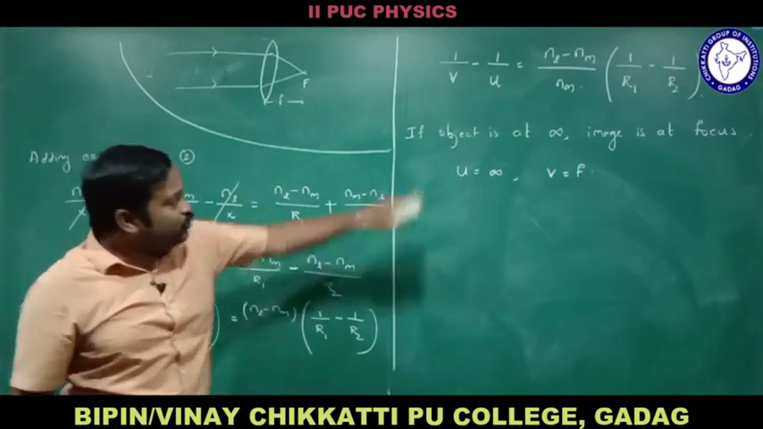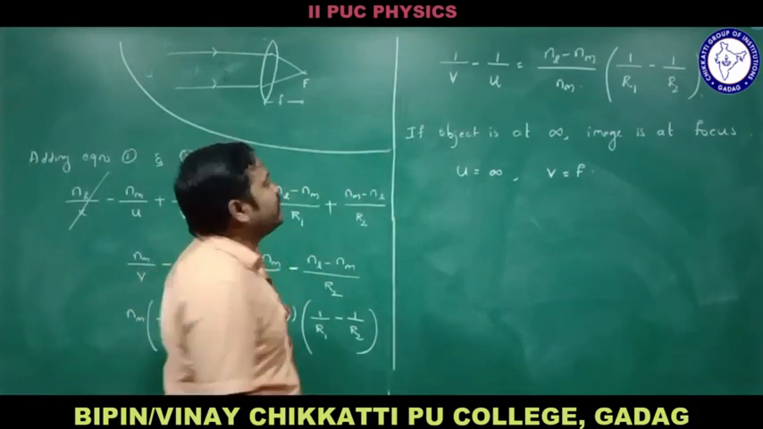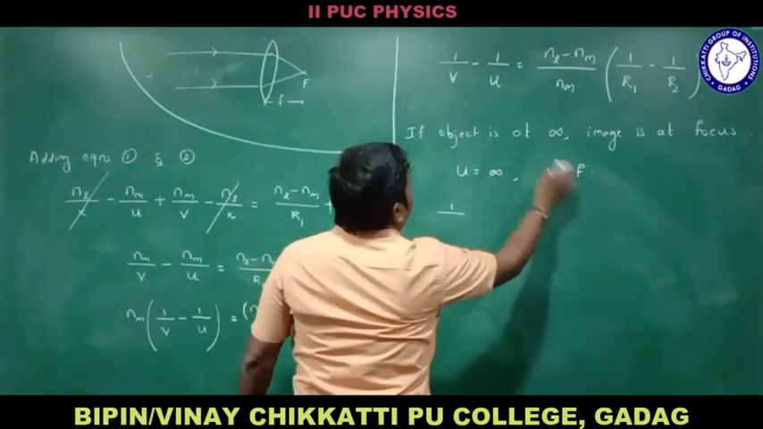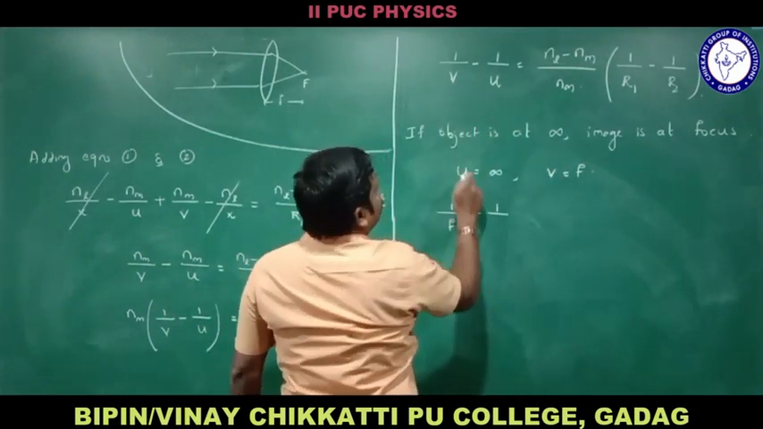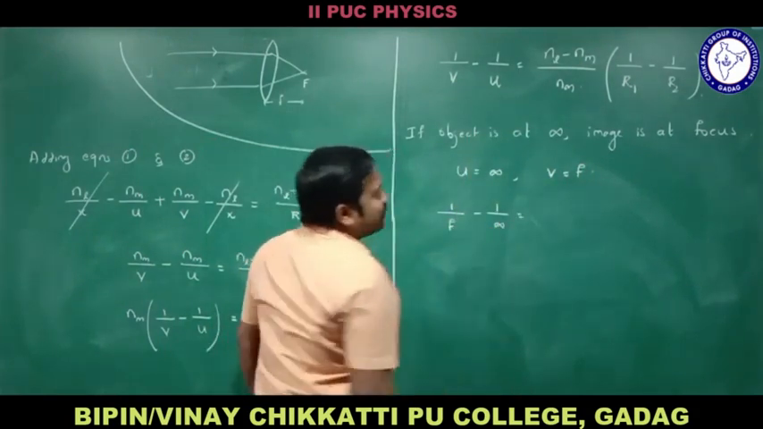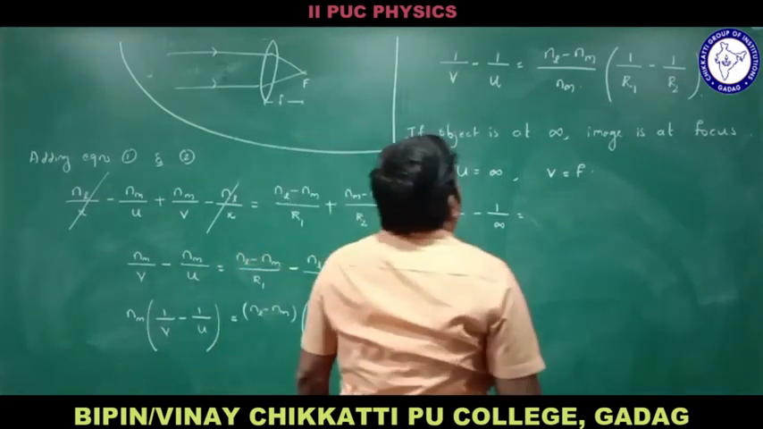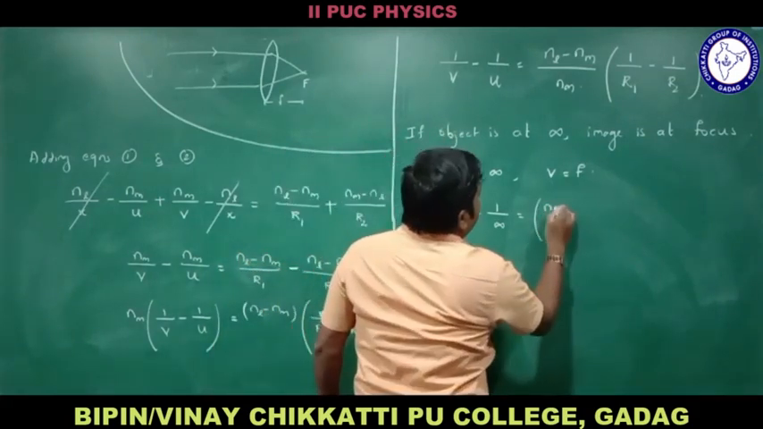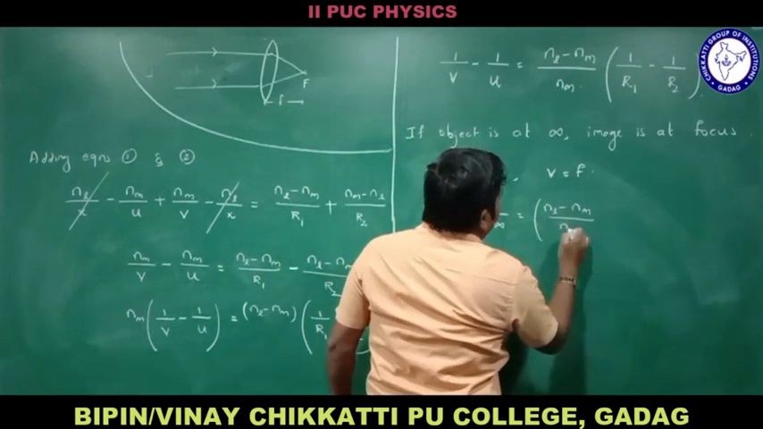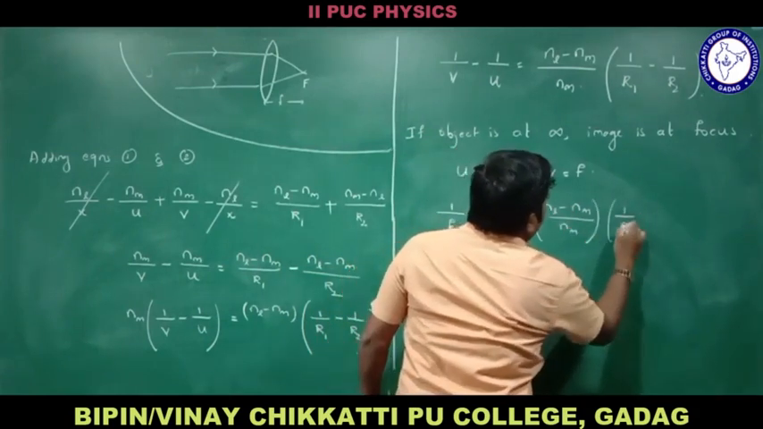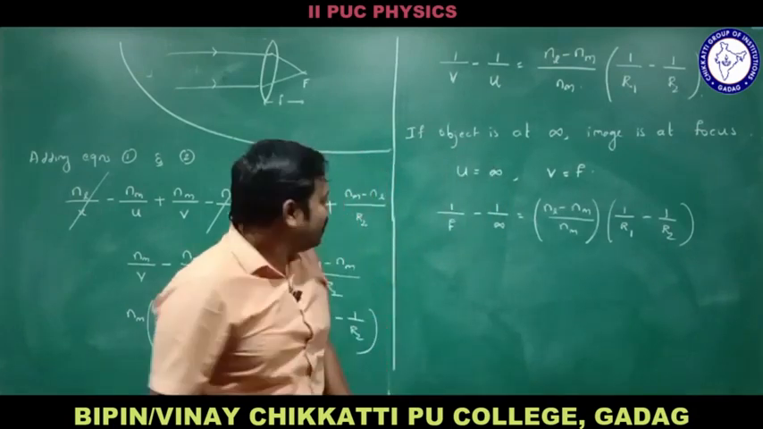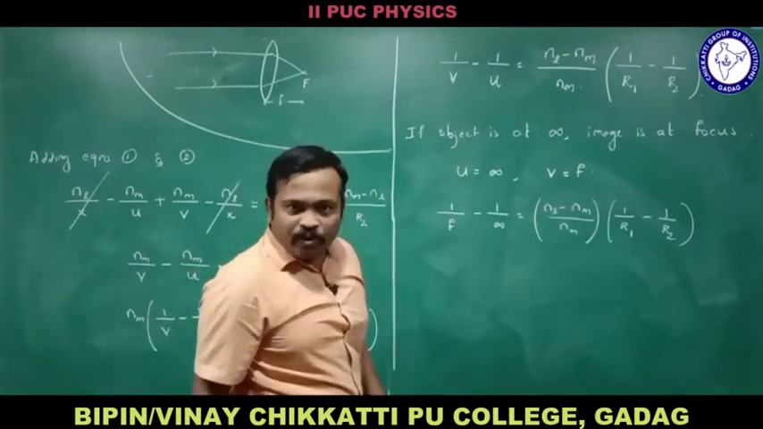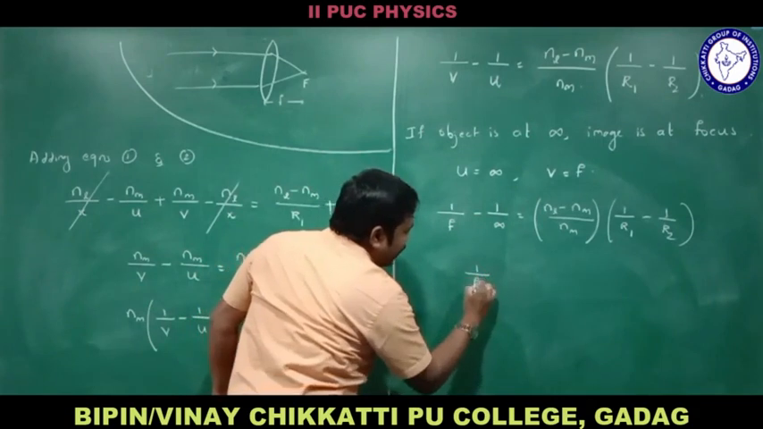So let me substitute this in that equation. What do I get? 1 divided by, in place of v, shall I write f here? Minus 1 divided by, in place of u, shall I write infinity? Okay. Now, what do I get here? That is nL minus nM divided by nM, times 1 divided by R1 minus 1 divided by R2. So 1 by infinity is 0. What do I get? 1 by f.